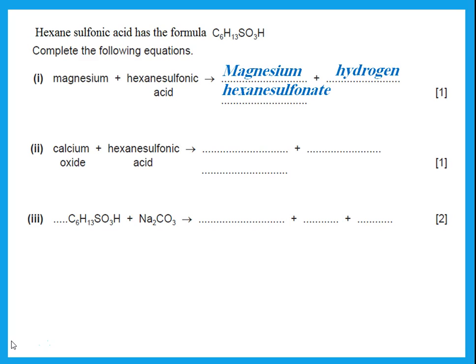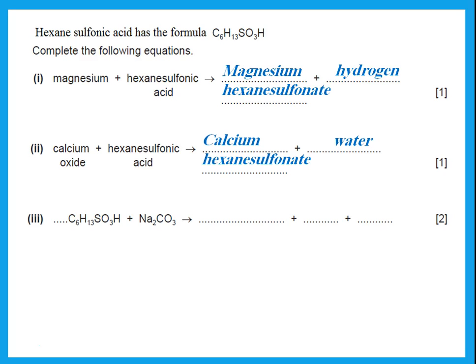Okay. If I'm doing calcium oxide with hexane sulfonic acid, then I would have calcium hexane sulfonate plus what? Calcium oxide is a base, it's reacting with an acid, so it gives a salt plus water. Now, let's write this in symbol. Remember, if he starts an equation with words, you have to complete it with words. If he starts it with symbols, you have to complete it with symbols and balance.